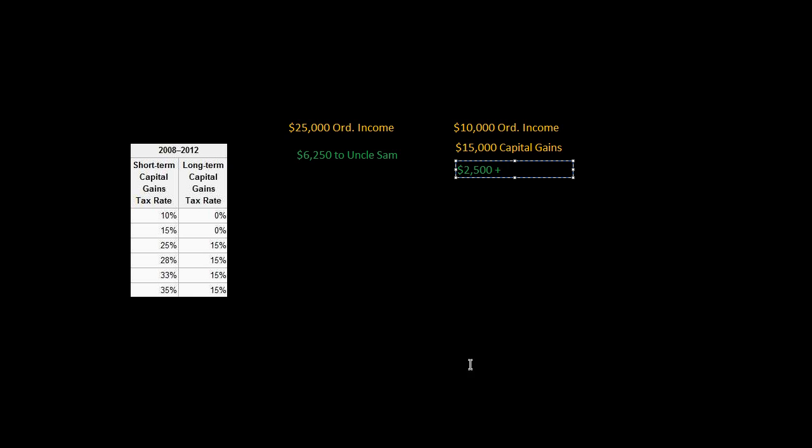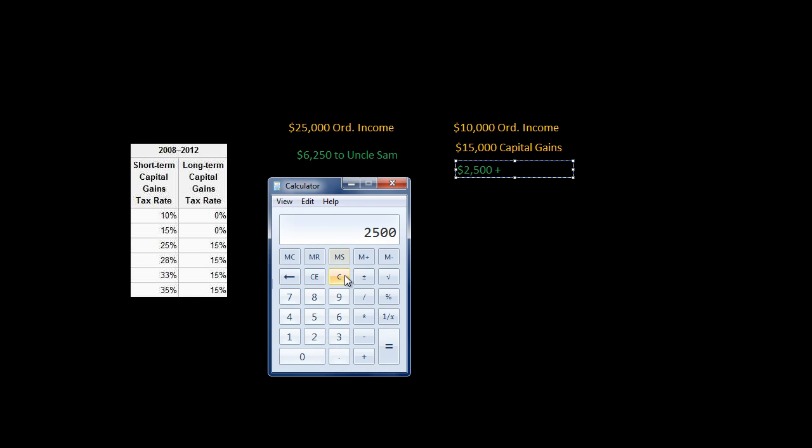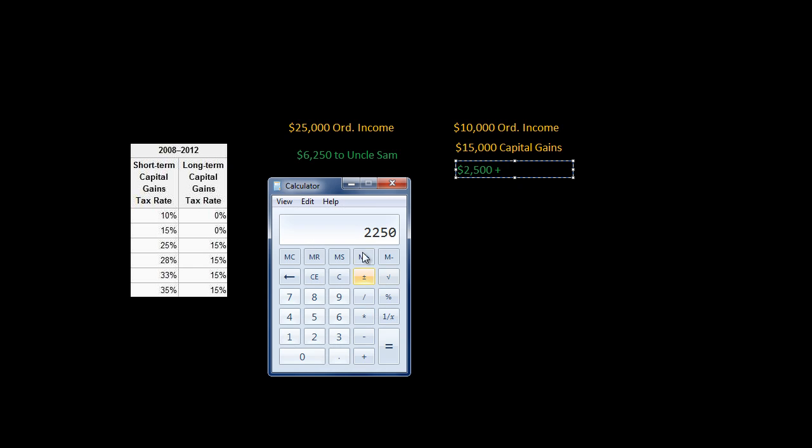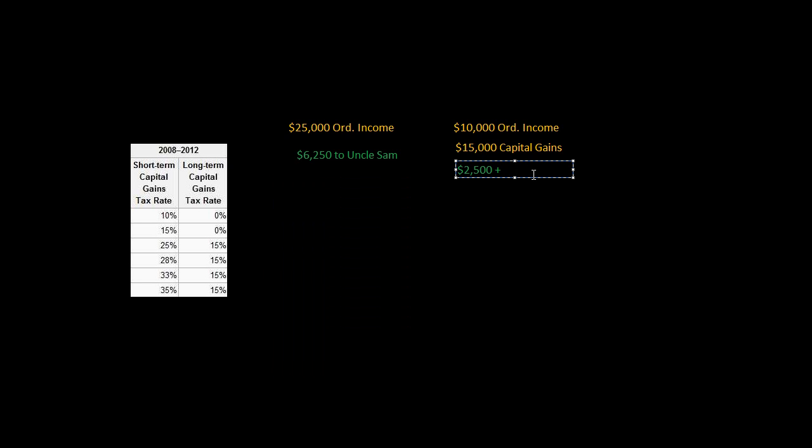Plus, let's bring up that calculator again. 15,000 times 0.15. So now we're paying... Whoa, that wasn't very bright of me. It is 15,000 times 0.15. Oh, that was right. $2,250. So I did have that right. $2,250. And so that's a total of $4,750 in taxes. Okay.